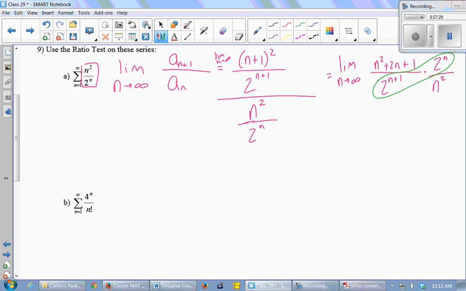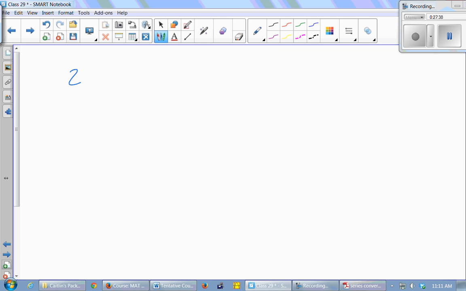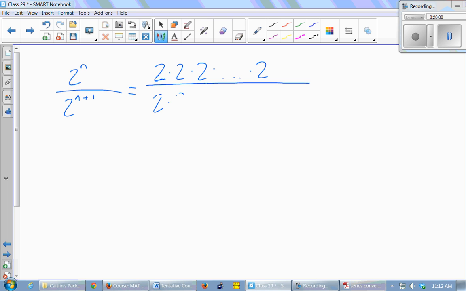What does 2 to the n over 2 to the n plus 1 reduce to? 1/2. Great. Let's explain why. Just think about the definition of an exponent, right? 2 to the n means 2 times 2 times 2 times, got n of those. Multiply n 2's together. 2 to the n plus 1 means 2 times 2 times 2 times 2, that's n 2's, times one more 2. And then whoosh, whoosh, and you get 1/2. Make sense?